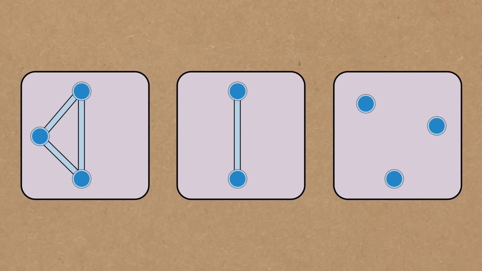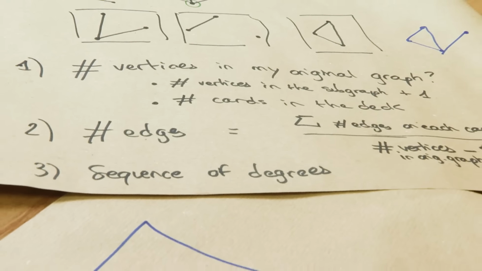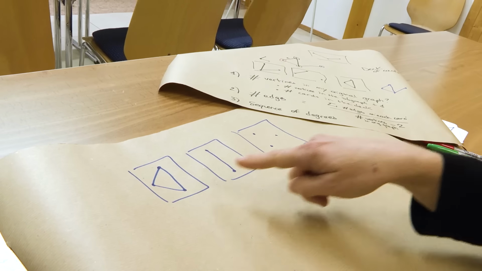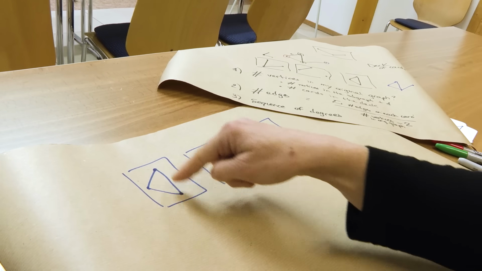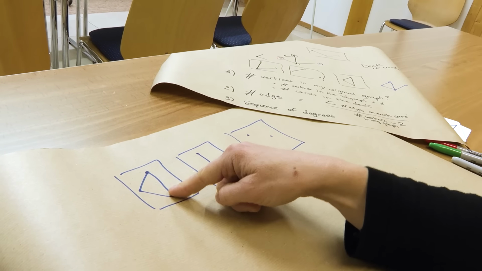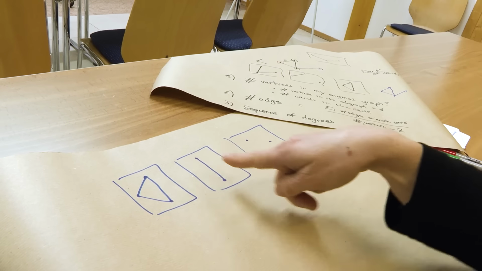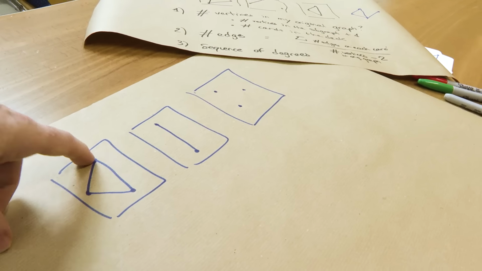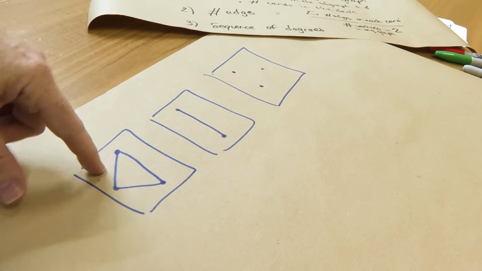Can you know? If we try to take these steps in order, how many vertices are there in my original graph? Judged by the number of cards, it should be 3, right? But then we also said it's supposed to be the number of vertices in each subgraph plus 1. So it should be 4, judging by that one, or 3, judging by that one, or 4, judging by that one. Yeah, because a deck should always have the same number of vertices on each card, and this one doesn't.